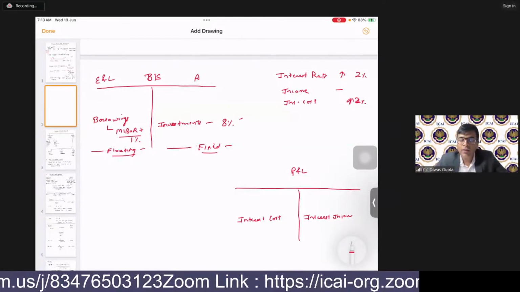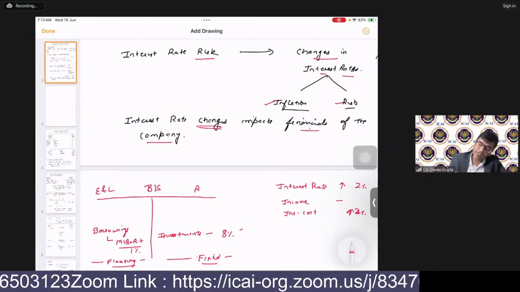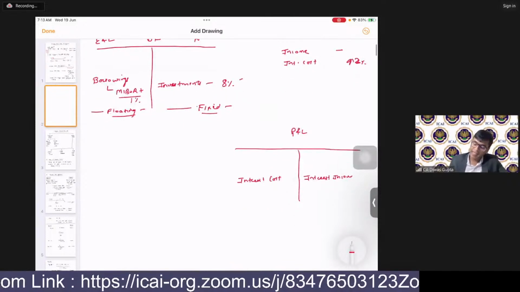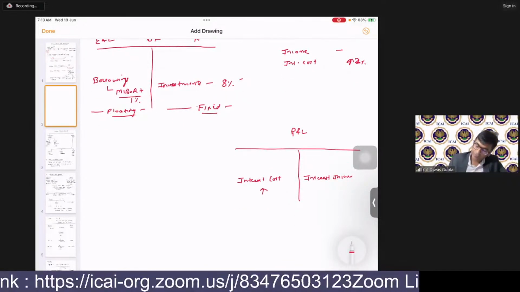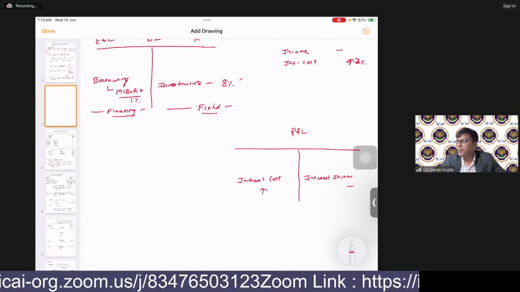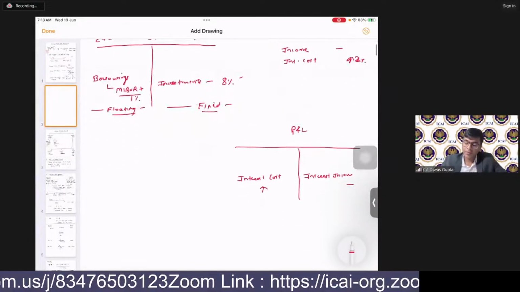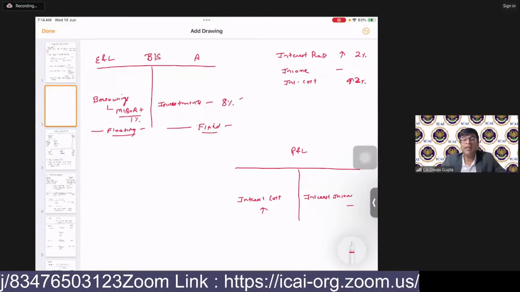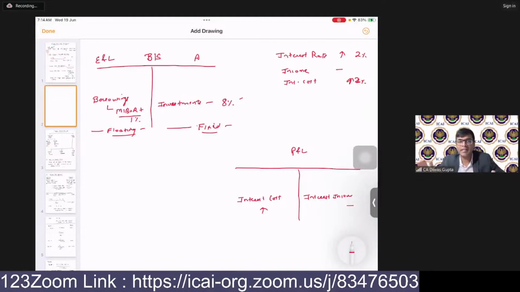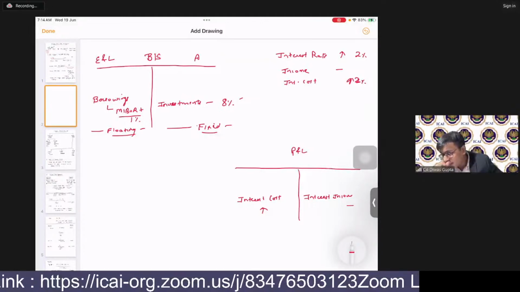So you see, this statement that we have discussed, that interest rate changes impact the financials of the company. Now, what is happening here? In the P&L, the cost will shoot up and the income will remain the same. That means the profit will go down. And hence, what will happen, students? We will not be in a comfortable position. There are ways and means to avoid it, which we will be discussing in the techniques. We are just trying to understand the problem first. I hope the problem is clear.